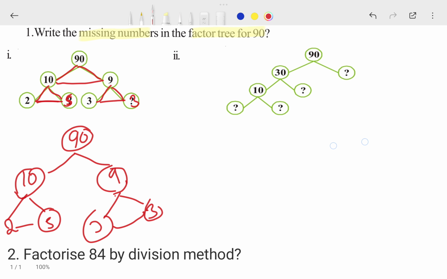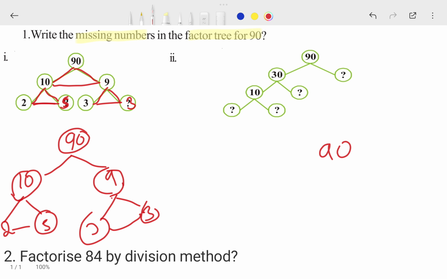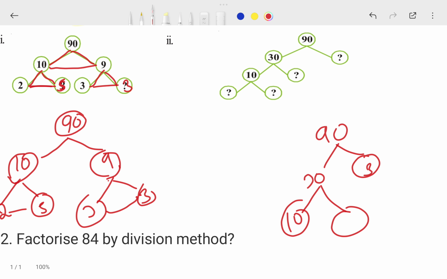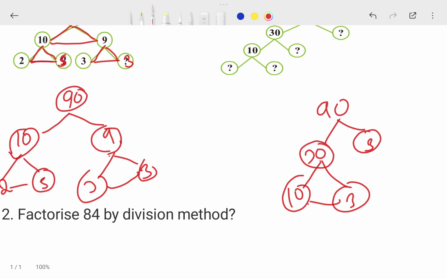Simple, right? Here also 90 is given and it is multiplied by 3. So what will you multiply here to get 90? This is 30. When you multiply 30 into 3, that's going to be 90, right? In that, this is given 10. So what you multiply here is going to be 30. When you multiply 10 into 3, that's going to be 30, right? This is 10.